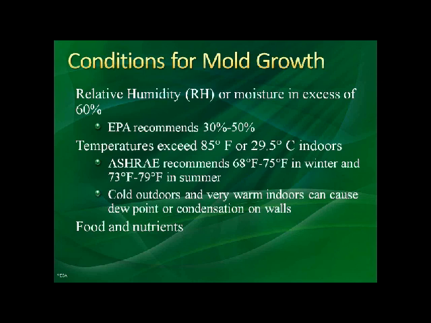ASHRAE recommends temperatures for the winter and the summer. In the winter time, our temperatures indoors shouldn't exceed 75 degrees or go below 68. And in the summer, between 73 and 79. If you get it too hot in the wintertime and it's cold outside, the walls will start to sweat, condensate, or achieve dew point. And that will start to create food and nutrients for mold to grow on.